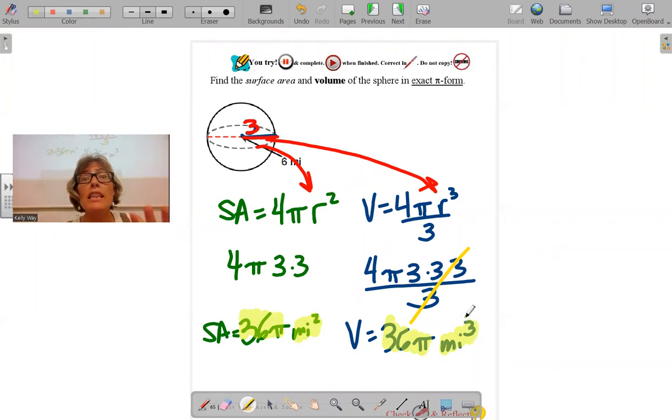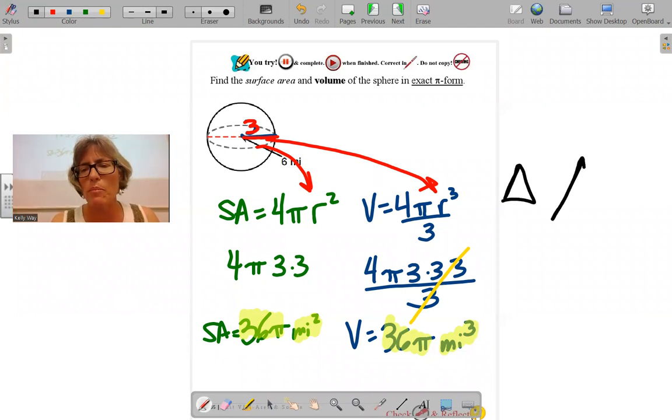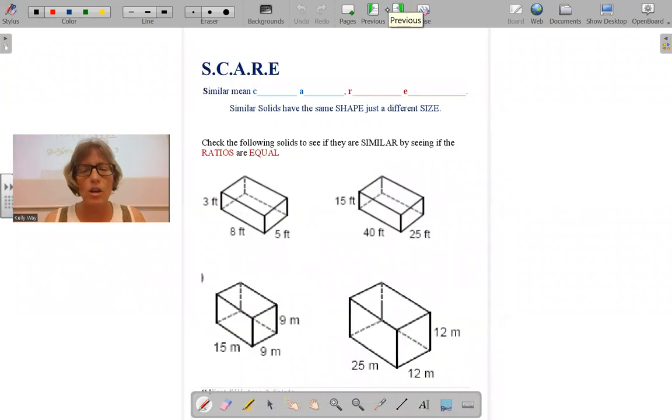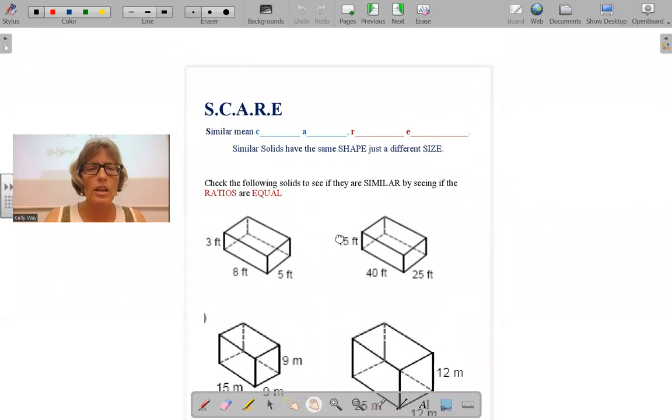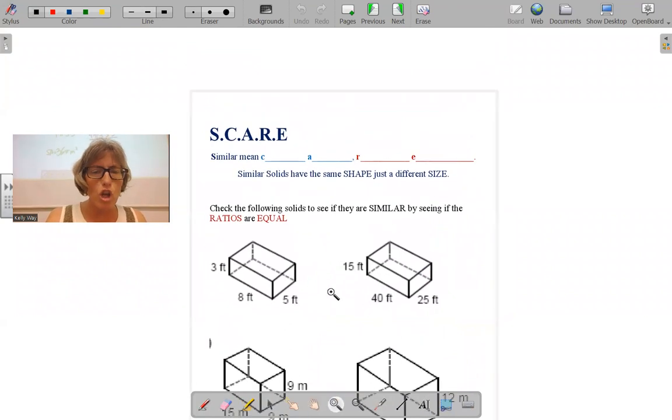Okay, now we have one last concept. This is literally the last new concept in all of geometry, and it's a revisit of how we ended the first semester. We ended the first semester with a unit on things that had the same shape but a different size. Remember that? Same shape, different size. We call that similarity. We are revisiting the concept of similarity, but just in solids now.